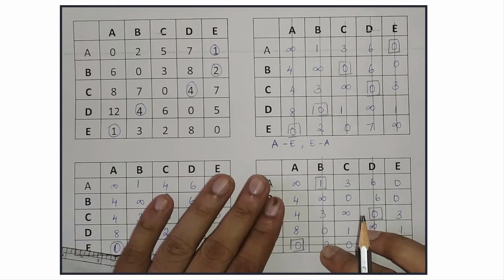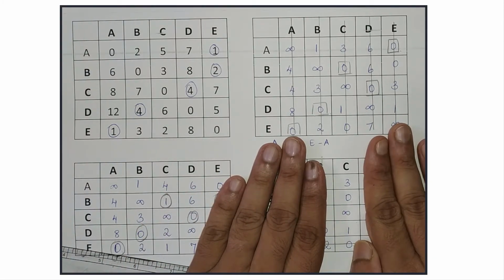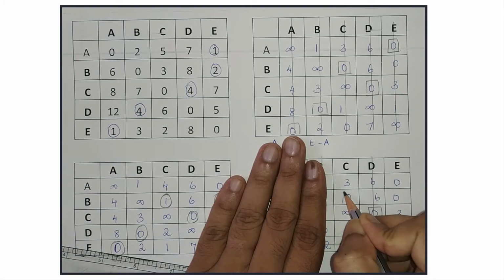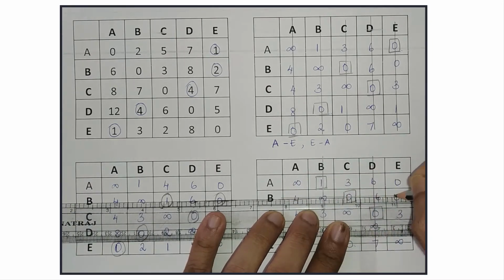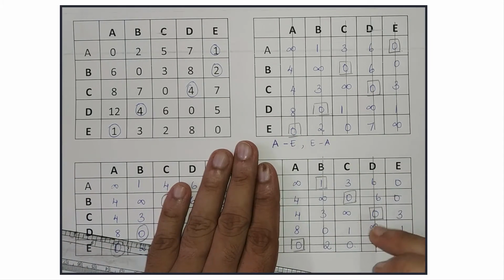Now you have the second column, it's already been taken. Go to the third column. Now in the third column you have a 0 and a 1. Whenever you get a 0 and the next higher allocation, go for 0. Okay, so we'll take 0 here and then delete the column and delete the row. Now again, this is already allocated.